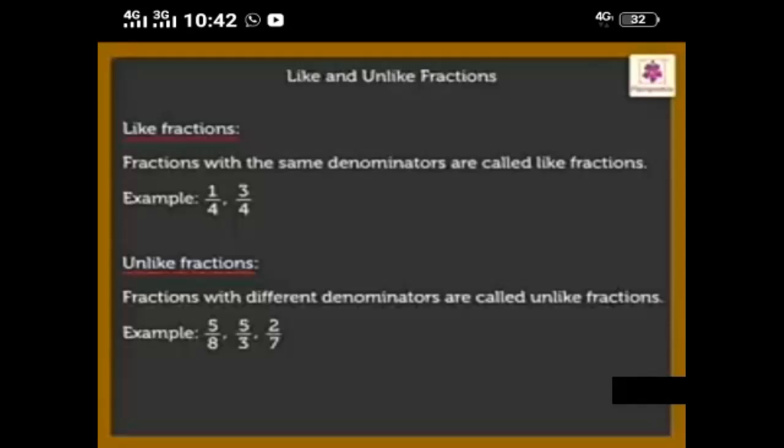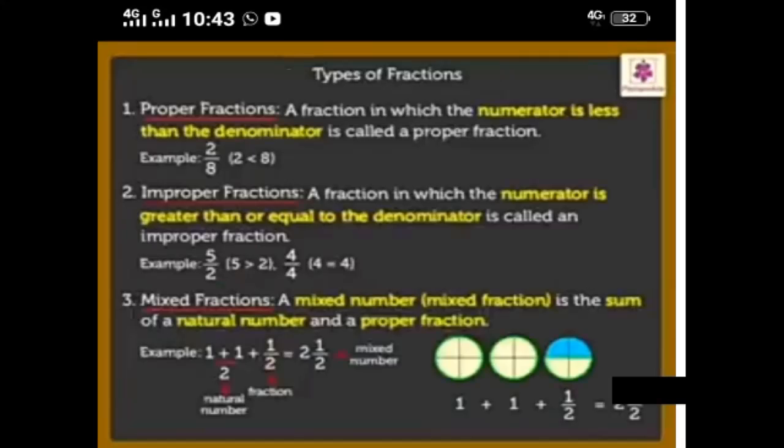Next one, another type we already studied: proper and improper fraction. And next one is the mixed fraction. These are very important. We are doing so many problems using proper fractions, improper fractions, and mixed fractions.